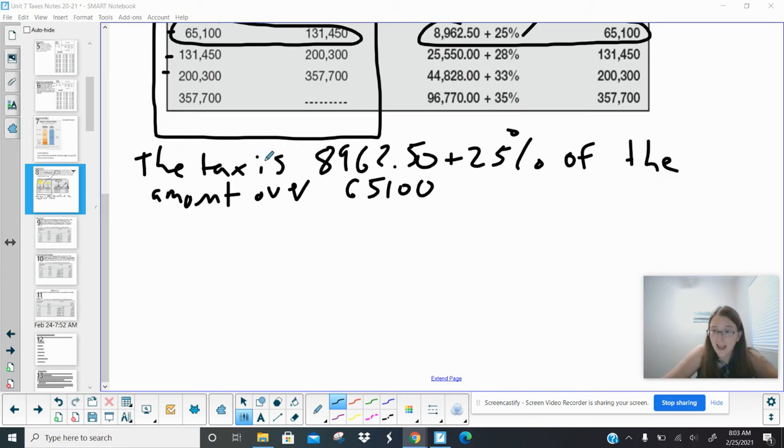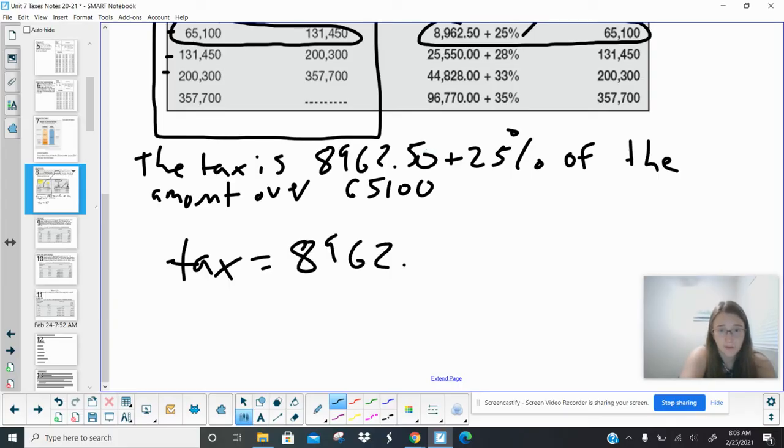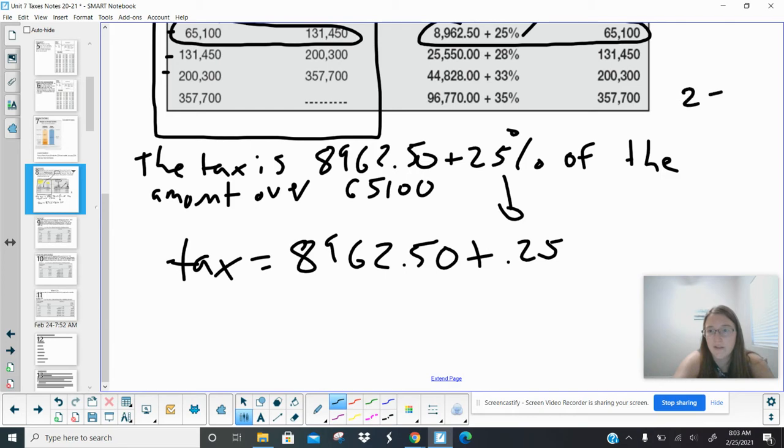It says the tax is, well, hey, we know what "is" means, right? "Is" means equals. So we have the tax equals, right? I'm going to keep going. We've got 8,962.50. This is just a number, so it just drops down. Plus, now they already got us up to there, right? We need to change 25% to something. What is 25% going to become so I can plug it in my calculator? That's 0.25, right? 25 divided by 100 is 0.25.